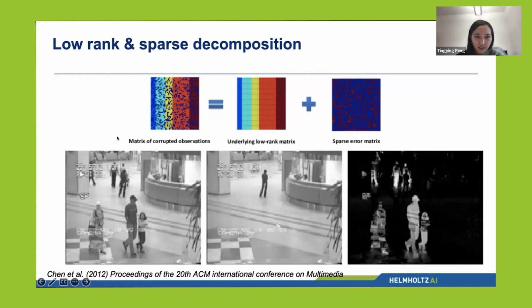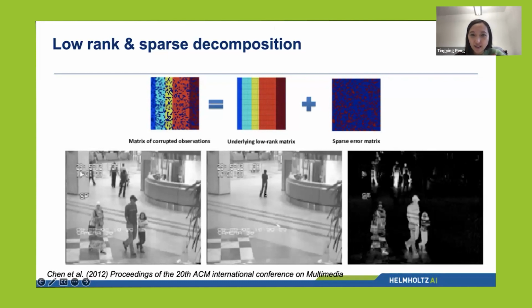On the left side is the normal video, and the low rank part is basically all the static objects in the video, which is mostly background. And the sparse part is actually the foreground, the moving objects, which is mostly the people who are moving. If you also have one person who is standing there all the time, then they also go to the low rank part.